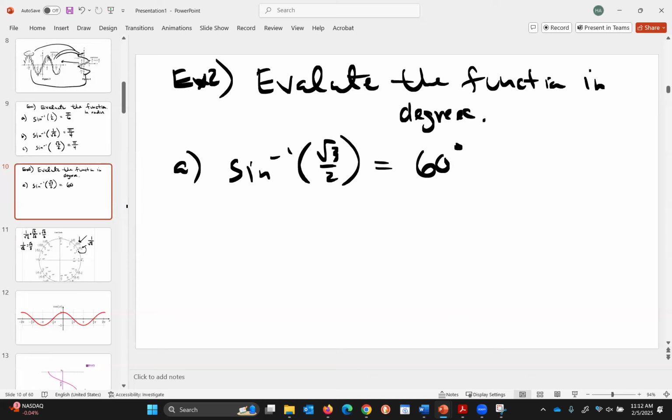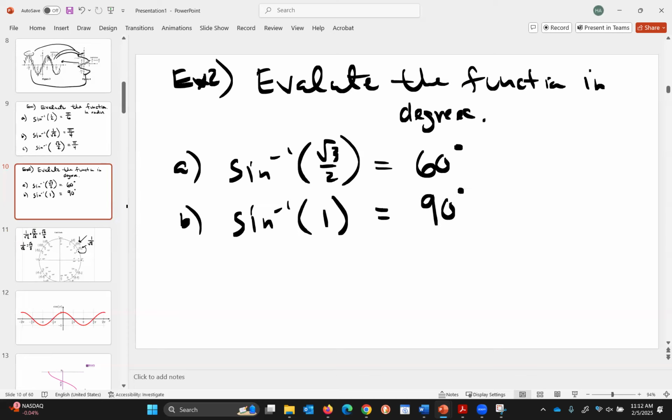60 degrees is good. Okay, so then let's do some other ones here. How about sine inverse of 1? It would be pi over 2, or 90 degrees since we're in degree mode, right?